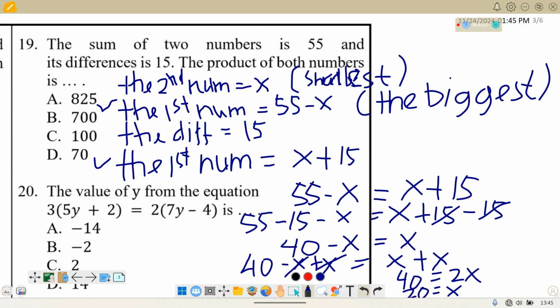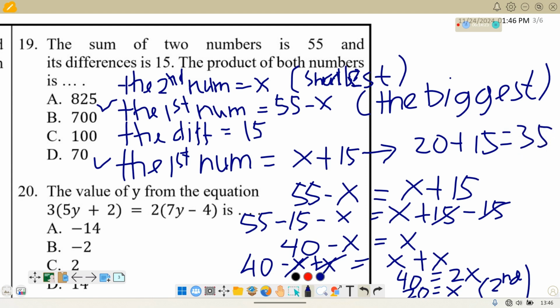So the answer is, wait a minute, the product of both numbers. The product means the multiplication of the first number and the second number. So let's find the first number. This is the second number. And then to get the first number, we can use this: 20 plus 15. So the answer is 35. So the product is 35 times 20. 35 times 20 equals 700. So the answer is 700. Okay, I hope all of you can understand.